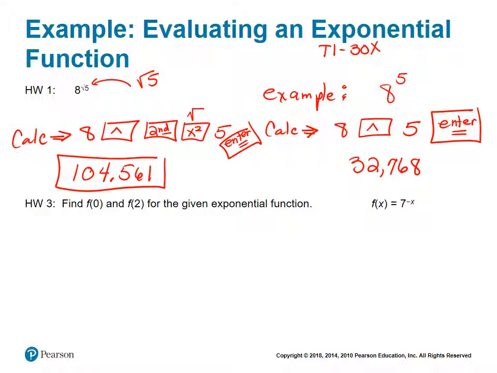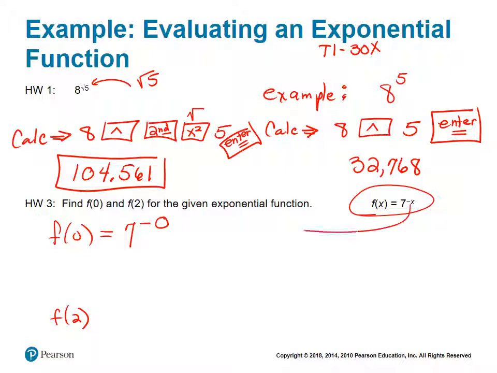Now in homework number 3, you're actually given a function's rule. It is f of x equals base 7 with a negative x exponent. And you are asked to find 2 values, f of 0 and f of 2. To find those values, you will simply substitute in the number given in place of the x. So notice where the x was, I will now substitute in a 0. Now 7 to the negative 0 is the same thing as just 7 to the 0. And we just looked at that. Anytime you have a 0 exponent, the answer is always 1.